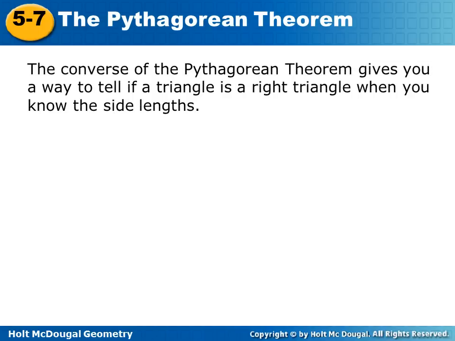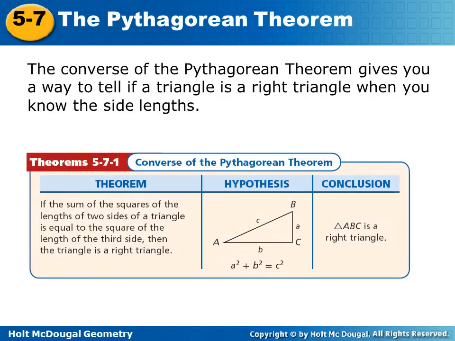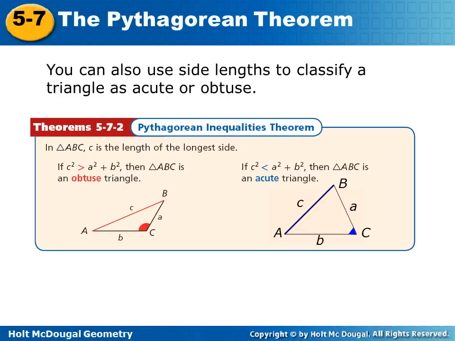The converse of the Pythagorean theorem gives you a way to tell if a triangle is a right triangle when you know the side lengths. So it's just the backwards, reverse of what you have learned before. So this says if a squared plus b squared equals c squared, then ABC is a right triangle.